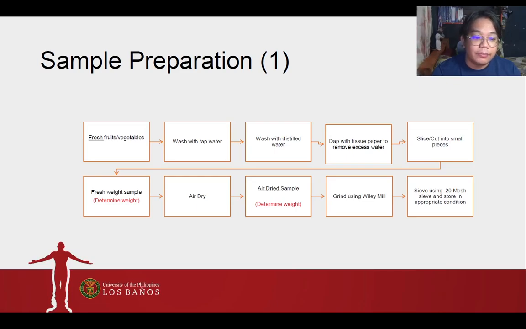So, after you have determined your fresh weight, next natin is i-air dry lang natin siya. So, your air drying, usually, tumatagal yan ng weeks, no? Actually, days lang pala, days. Then, after nyo madry yung inyong sample, i-determine na natin yung kanyang air-dried weight, i-weigh na natin. Then, after you have determined the weight of your air-dried sample, isa-subject na natin yung ating sample to Wiley Mill to grind it. And then, i-homogenize natin yung sample by sieving it using 20 mesh. And iso-store natin siya in appropriate condition.